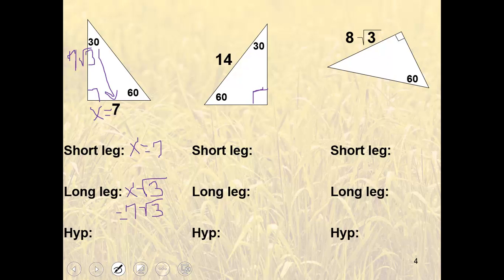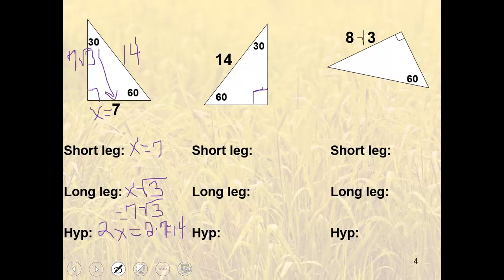My hypotenuse is always twice my short leg. So I get 2 times 7 is equal to 14. And it's done. Right? We're getting these using no trig values at all. Okay, that's the beautiful thing about 30s, 60s, 90s.